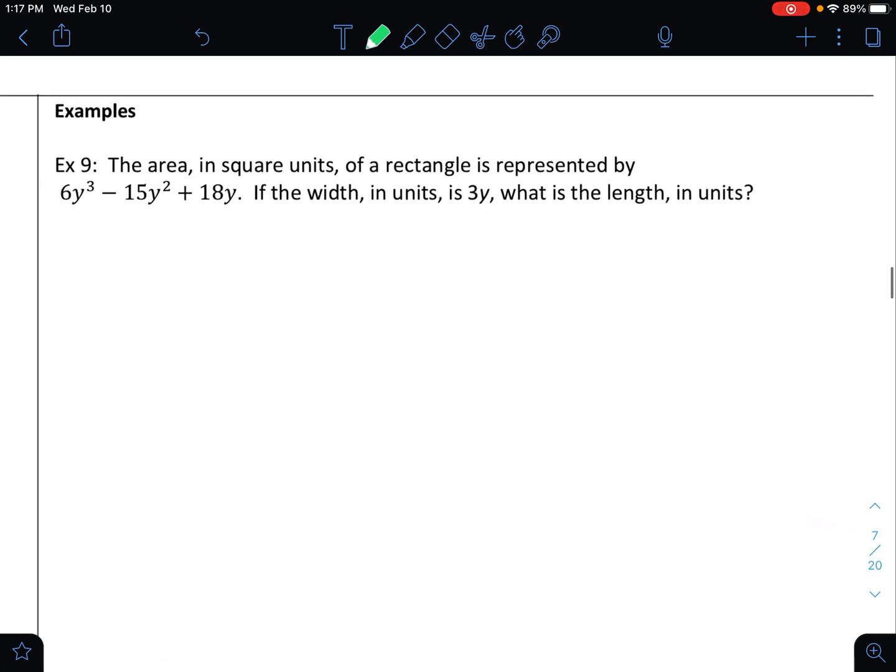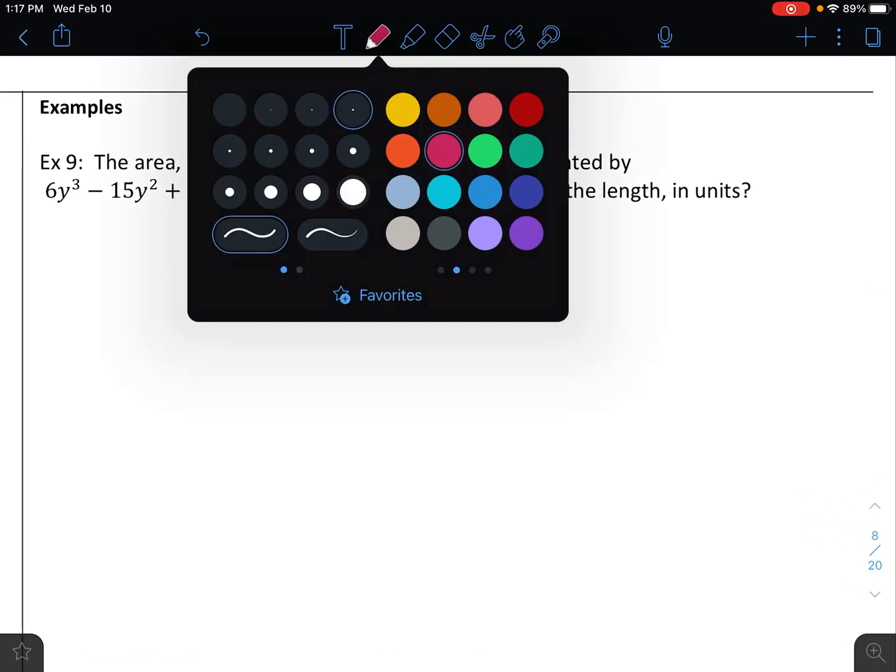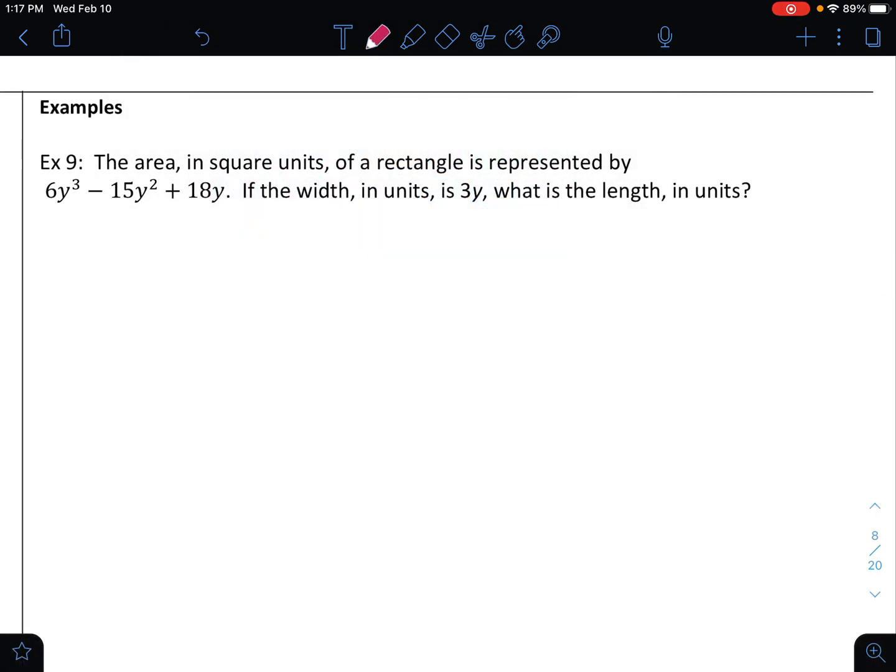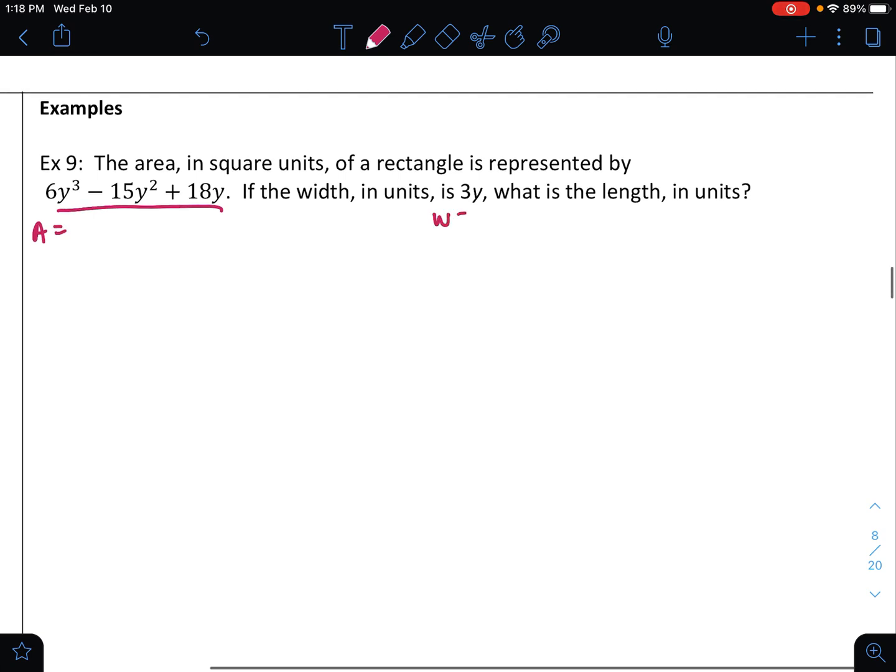Okay, let's look at one more example here. This example says that the area in square units of a rectangle is represented by this expression. Okay, so that's our A. If the width in units is 3y, what is the length? So let's draw the rectangle.